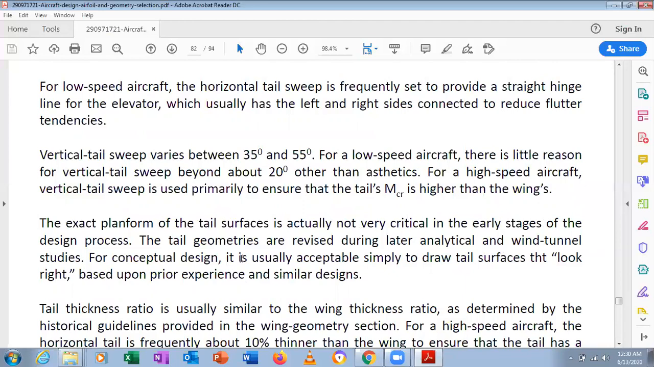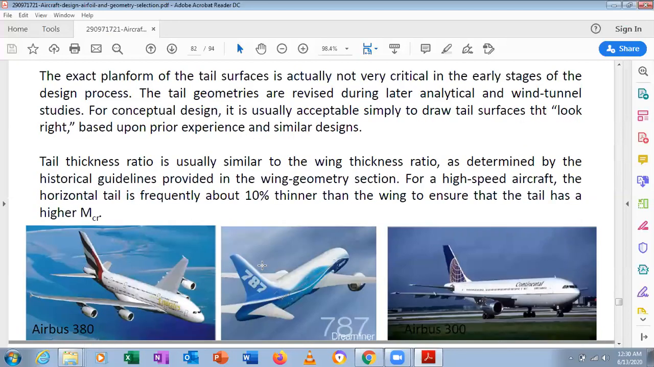The tail geometries are revised during the later analytical and internal studies. For conceptual design, it's usually acceptable to draw a tail surface that looks right based upon prior experience and similar designs. So whenever you are designing a type of aircraft, in a comparative study, we select the type of tail based on that previous experience.